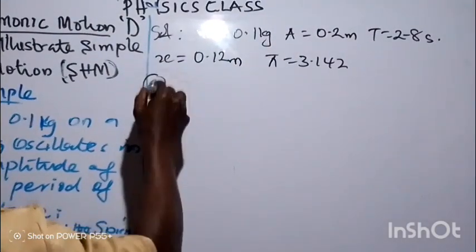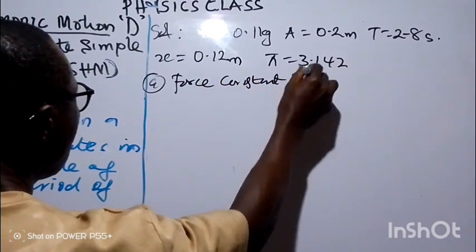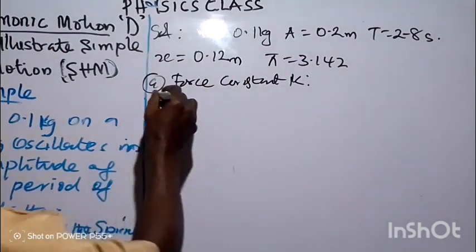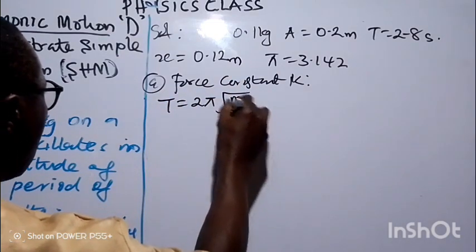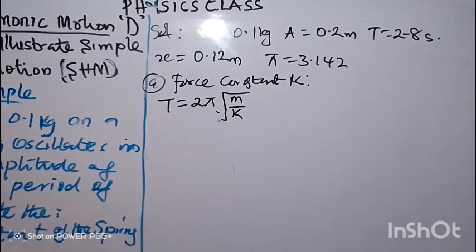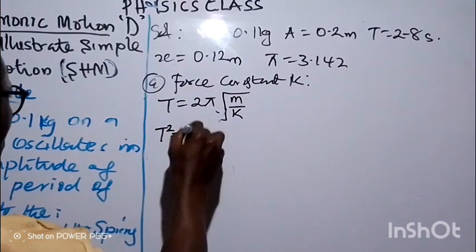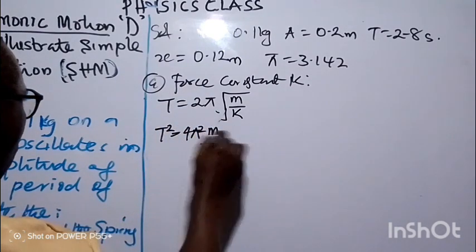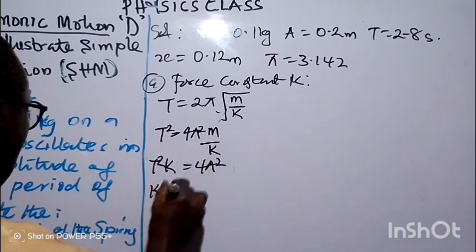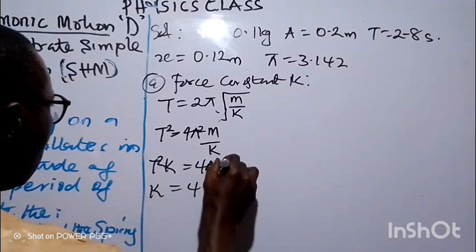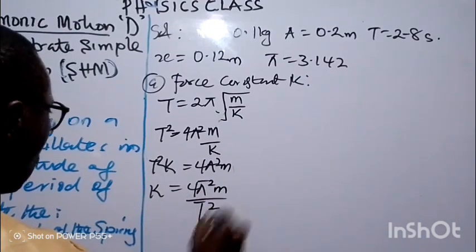A, now, force constant, that is K, and the first formula is T is equal to 2 pi into square root of M over K. We need K, so make K the subject. Taking the square of both sides, T squared will be equal to 4 pi squared M over K. T squared K is equal to 4 pi squared M. K now is equal to 4 pi squared M over T squared.